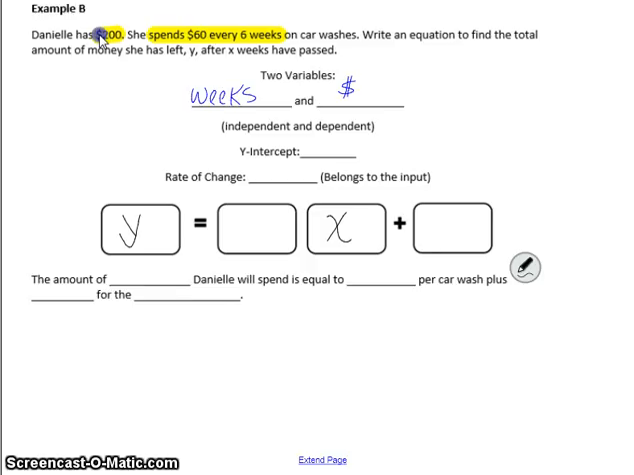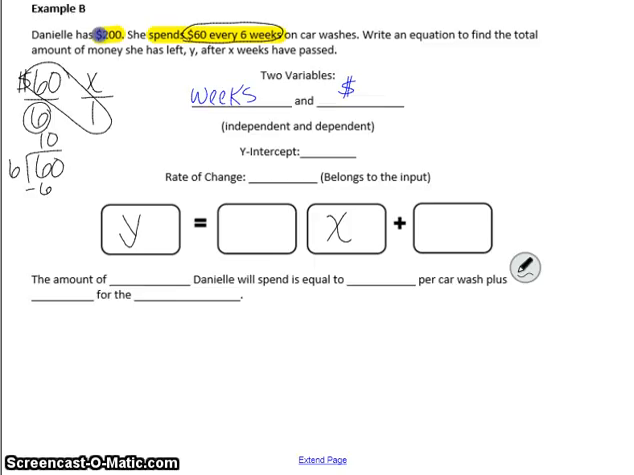So I have $60 for 6 weeks. And I want to know how much for 1 week. And so I put an x up here. So I do 60 times 1, which gives me 60, and then I divide by 6. And I know that 60 divided by 6 will give me 10. So that 10 is my rate of change. So I'm spending $10 every week on car washes.